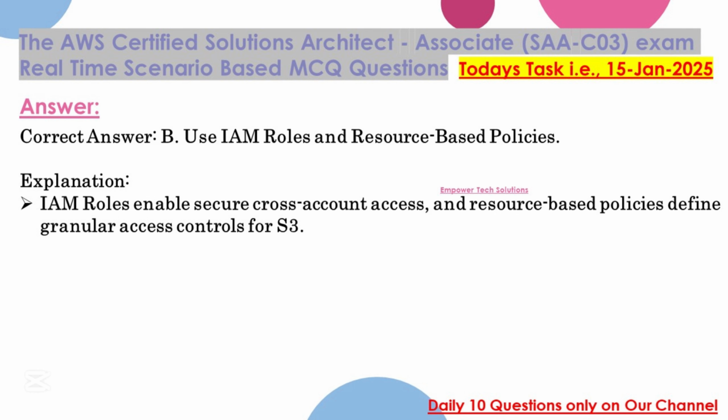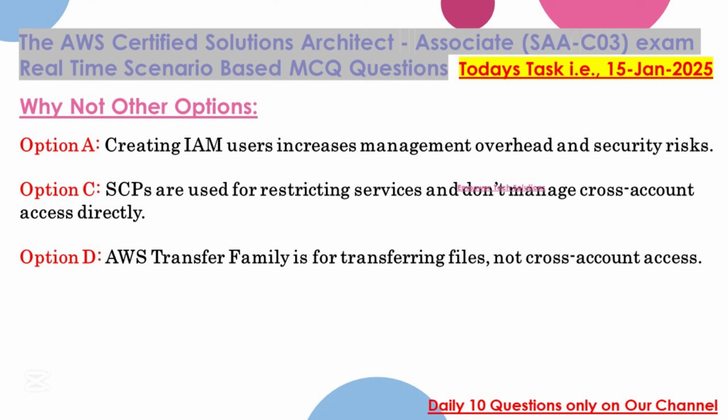Correct answer: B. Use IAM roles and resource-based policies. Explanation: IAM roles enable secure cross-account access, and resource-based policies define granular access controls for S3. Why not other options? Option A. Creating IAM users increases management overhead and security risks. Option C. SCPs are used for restricting services and don't manage cross-account access directly. Option D. AWS Transfer Family is for transferring files, not cross-account access.